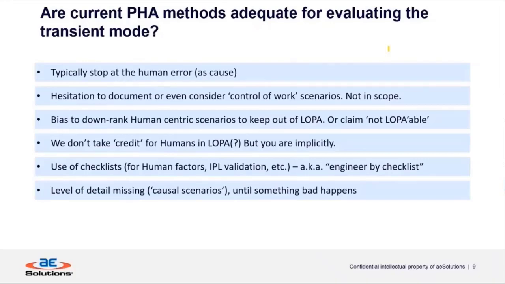Well, there's a couple of things here. For both PHA and LOPA, they normally stop at human error as a cause. Human error is recognized as a consequence. It's not a cause, it's a consequence of the system. It could be the system design, it could be design-induced error, it could be maintenance-induced error. So we really limit ourselves, especially for high hazards that have a significant human component, when we don't look beyond just the simple human error.